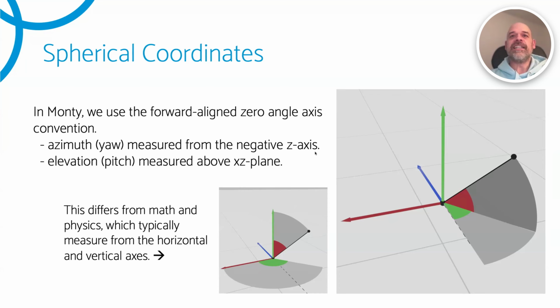It's more common in, say, robotics and things like that to do it the way we do it, which is that since we're staring straight down this negative z-axis, we measure the azimuthal coordinate away from the negative z-axis, spinning again in the positive direction. And we measure the elevation up from the xz plane.